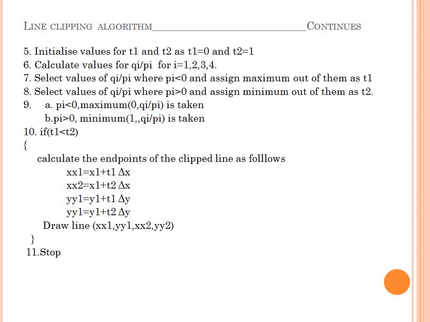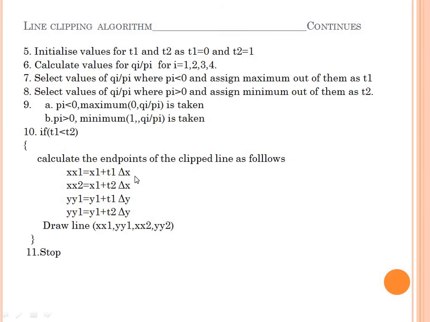Okay, so we check the conditions: pi is less than 0 and pi is greater than 0. When pi is less than 0, the T1 value is calculated. When pi is greater than 0, the T2 value is calculated. If T1 is less than T2, then we calculate the endpoints.